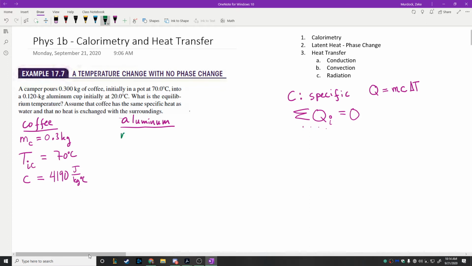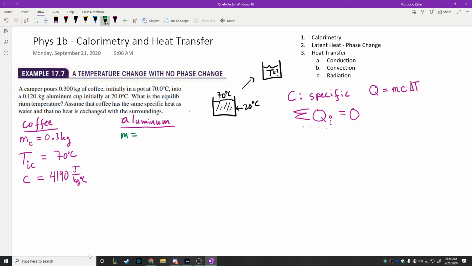The aluminum is the cup, right? I should have drawn a picture for this. So basically we've got a cup and we're pouring coffee into it. So here's our coffee inside of here. We know the coffee starts off at 70 degrees Celsius. The cup starts off at 20 degrees Celsius. And we want to figure out what is the final temperature of the system. What's the common temperature T? That's our goal. Obviously, they're going to come to some equilibrium. What is the number? Is it halfway in between? That's what we're looking to do.